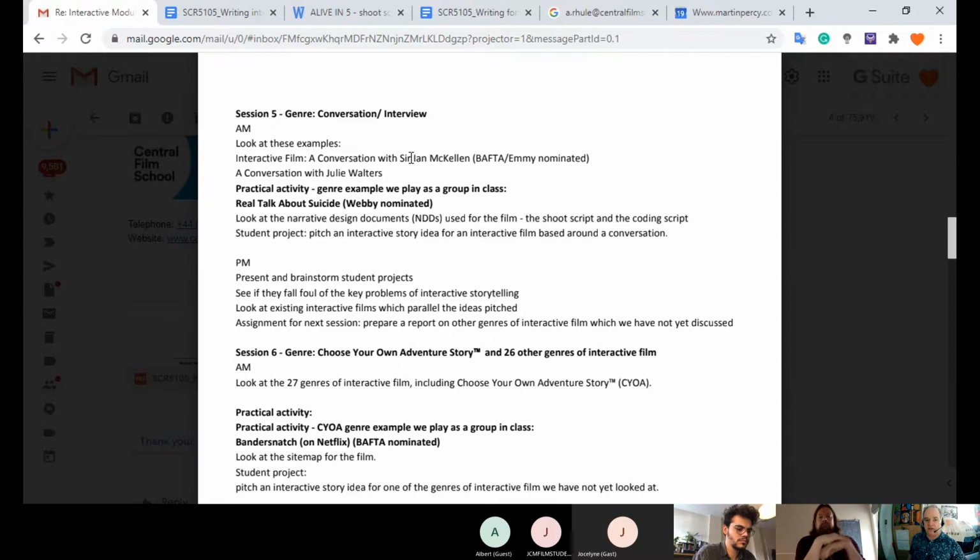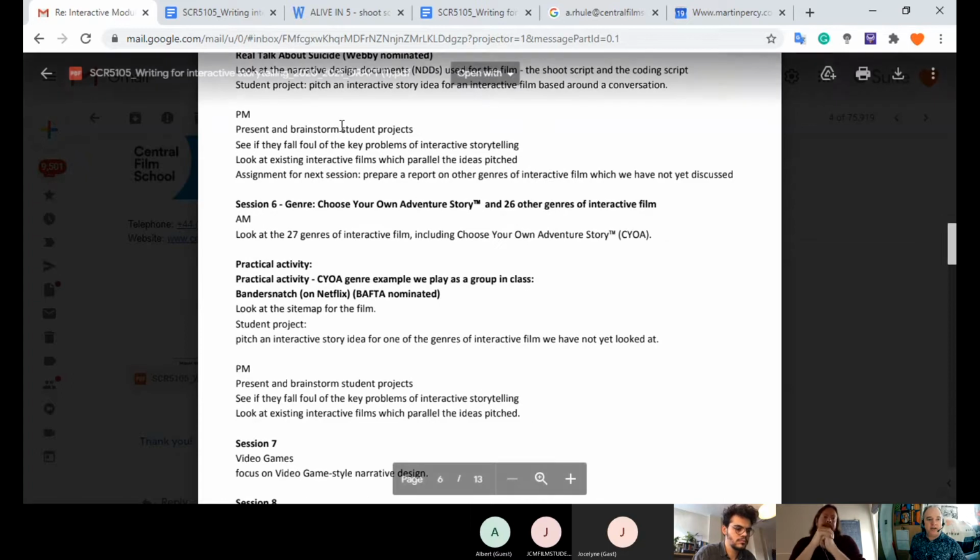Because what we'll see is that conversation is the fundamental, most simple form of interaction. Animals have conversations. So if you're looking for a simple, easy to execute idea for an interactive film or a game, though game is different, conversation is it. So in the afternoon, we'll brainstorm the projects, look at the relative problems of interactive storytelling, look at interactive films and games which parallel these ideas.